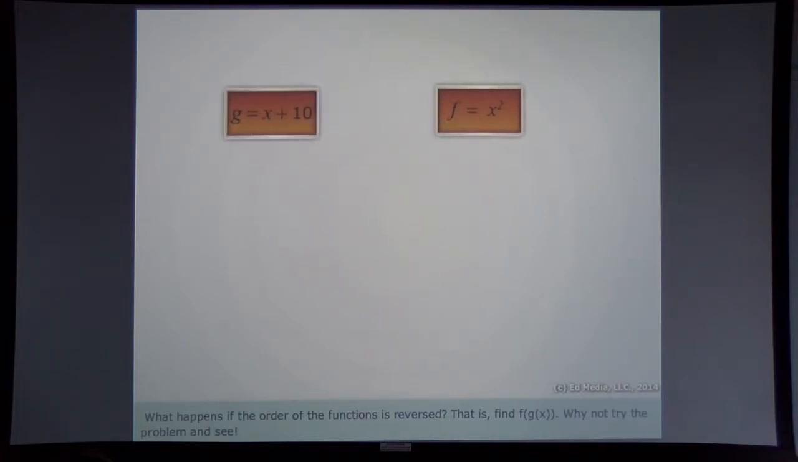What happens if the order of the functions is reversed? That is, find f of g of x. Why not try the problem and see?